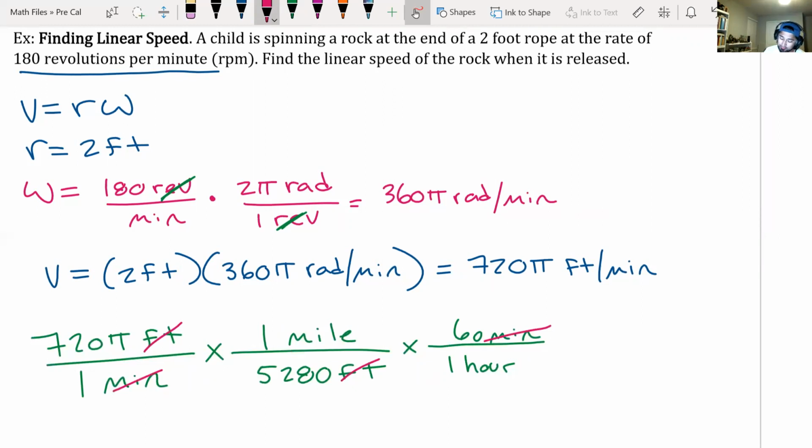So all we have to do now is multiply 720 pi times 60 and divide it by what? 5280. There you go. I'll write that down here: 720 pi times 60 over 5280. And let's see how fast this kid's actually spinning this rock when he releases it.